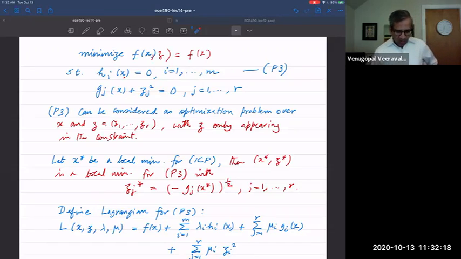Okay, so I could then focus on P3 and look for conditions for which this combination x star z star is a local minimum for P3, and that'll give me a necessary condition for the ICP problem as well. Is the logic clear? Seems like we are cheating, but we're really not, because we're going to make sure we're careful with that second variable, z.